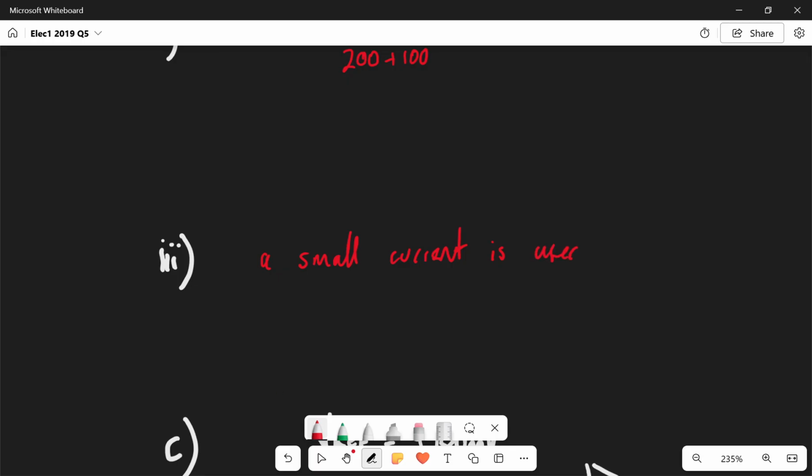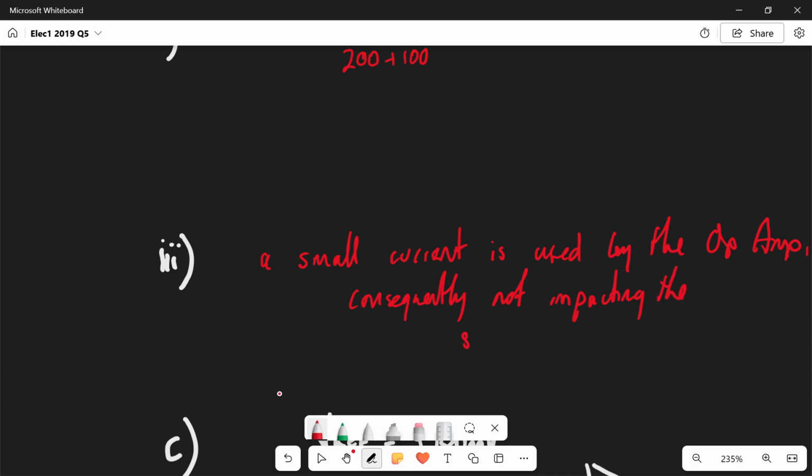So a small current is used by the op-amp, consequently not impacting the sensor circuit.